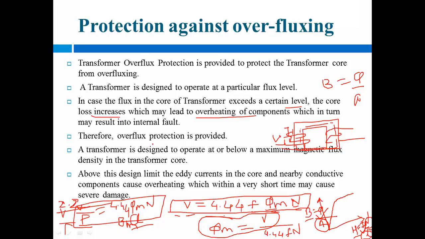Fourth experiment is there, so we'll take that. In this transformer, that percentage differential protection is important. That is asked many times in examination. Then sometimes the faults occurring in the transformer are also asked in exam. These two questions are important, and they may ask you overfluxing also, and different protection schemes.